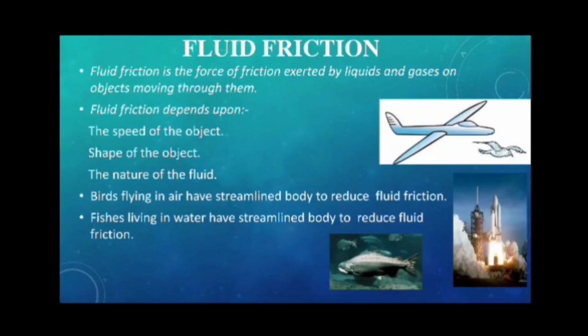So the fluid friction depends upon the speed of the object, the shape of the object, and the nature of the object. You can see the shape of a bird and an aeroplane. It is a streamlined shape. This streamlined shape helps in reducing the fluid friction, and hence it allows the objects or the animal to move and to fly very easily and fast. Birds flying in the air have a streamlined body to reduce fluid friction. Fishes living in water also have a streamlined body to reduce fluid friction. And hence we can say that in this way fluid friction can be reduced. Also, the frictional force which is exerted by a fluid is known as drag.